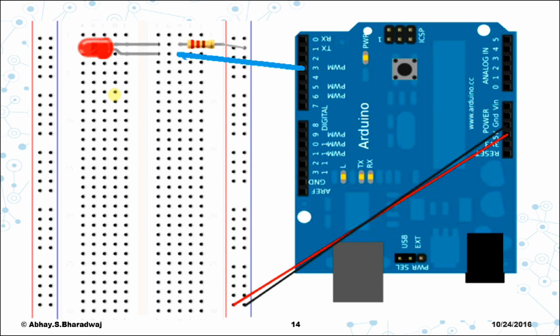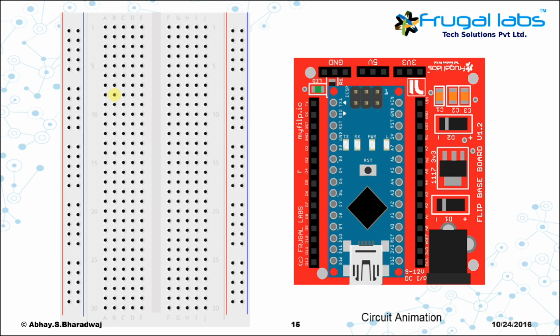Similarly, if you're using an Arduino board or Arduino compatible board, the circuit will be like this. So let us see how to build the circuit. I'll be teaching the practical examples with respect to the Flip baseboard, but the same concept applies to any other Arduino or Arduino compatible board that you are using.